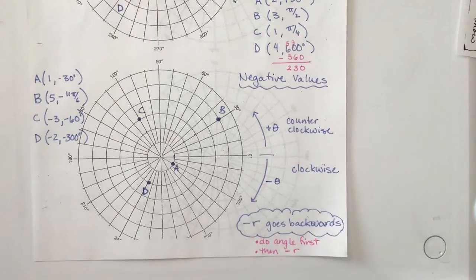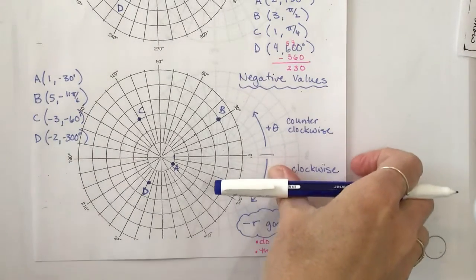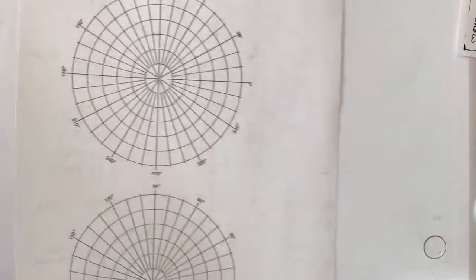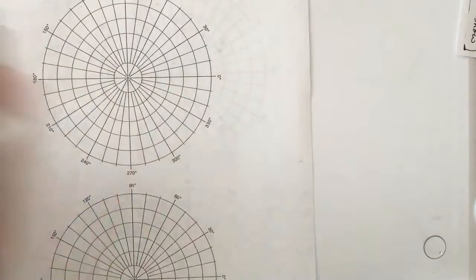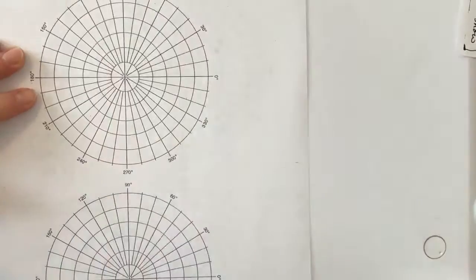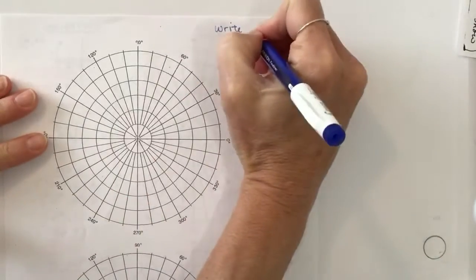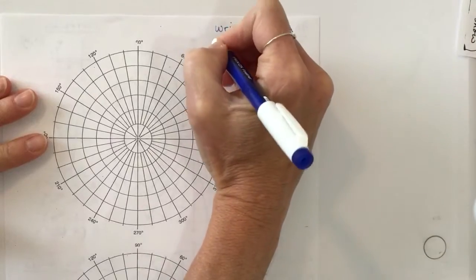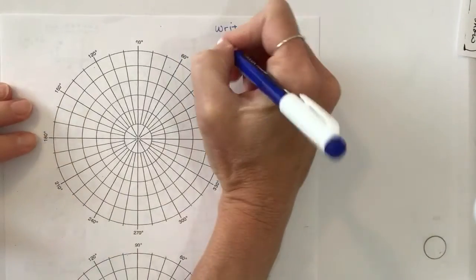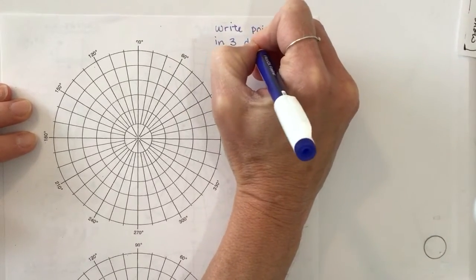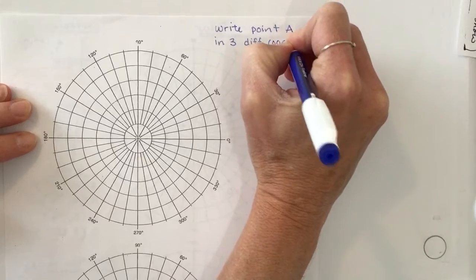Okay, so now we're gonna turn our paper over and graph some equations in polar, some easy ones. Start out pretty easy. The first one, though, on your homework, they're gonna ask you to write a point. Write point A three different ways, in three different coordinates.